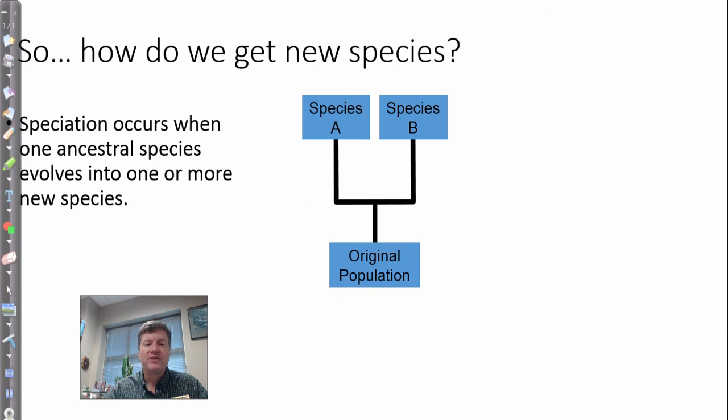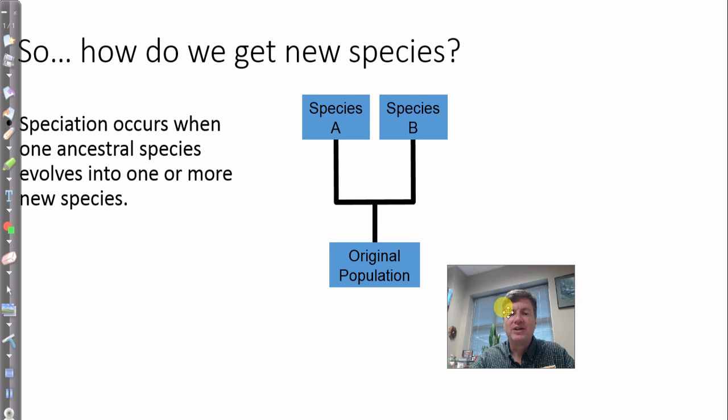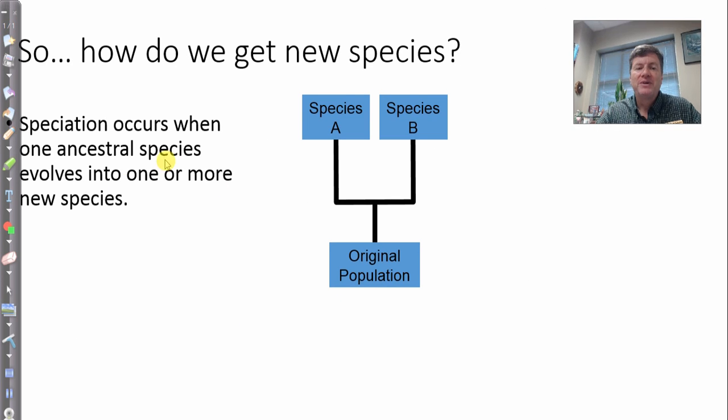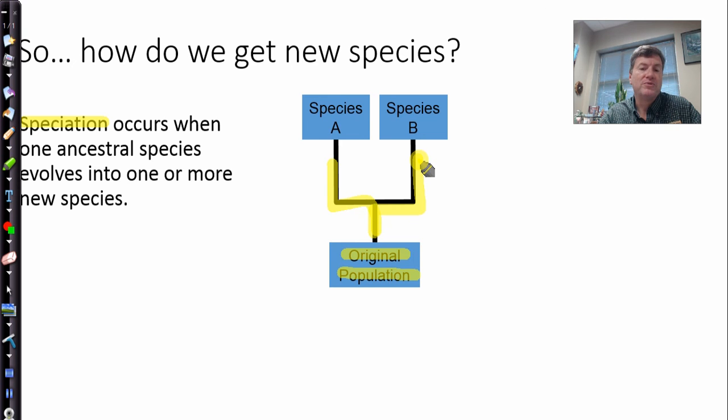So, fair question to ask then: how do we get new species? Speciation is the process of producing new species, and you can see it looks like this. If you have an original population, and something causes that population to split so that you have two separate groups, over time they may become two separate groups that can no longer interbreed, and therefore they are separate species.